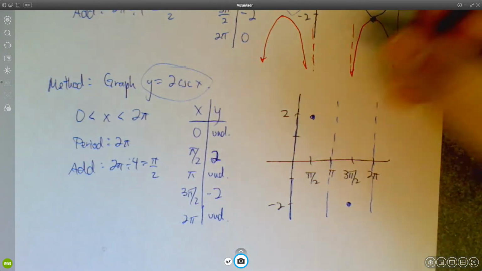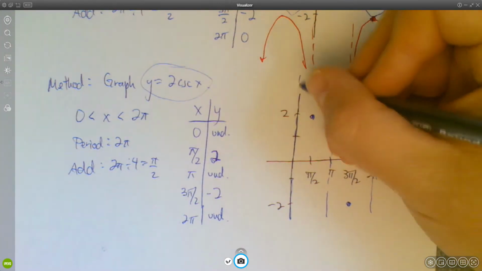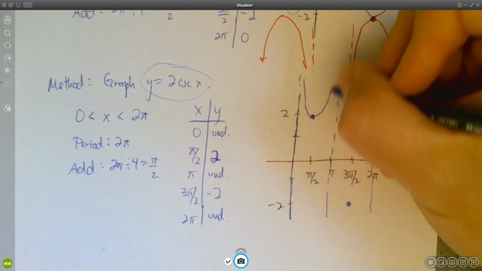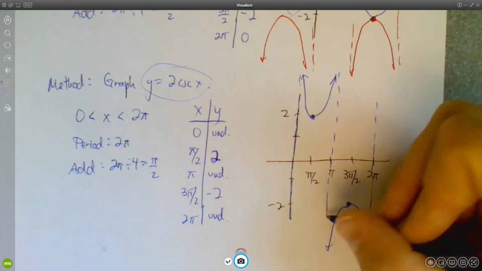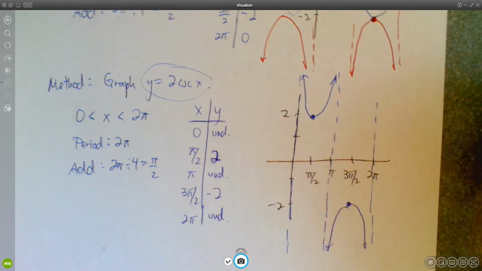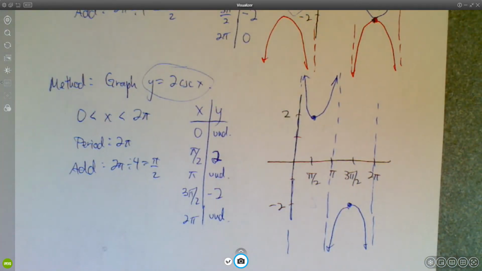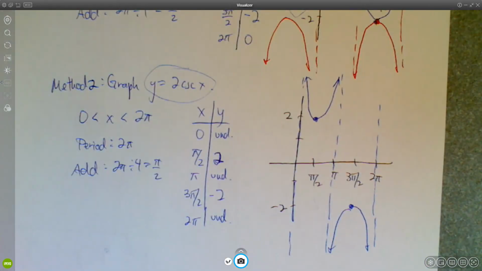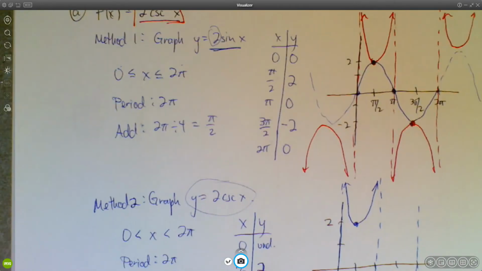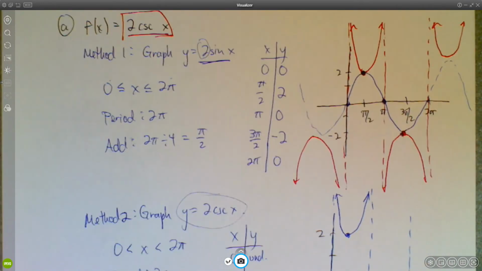And then if you just remember what the cosecant function looks like, you know that you've got these little parabolas. Not really parabolas, but for all intents and purposes, we can think of them like parabolas. And that's that, right? So that's method 2. So 2 ways to do it. I think for the cosecant function, either way is equally easy.